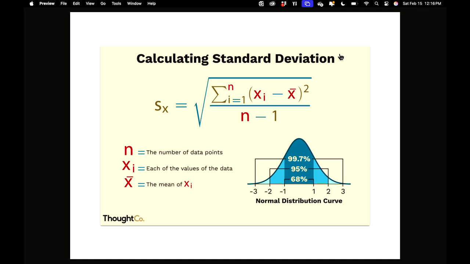And I'll be getting to that -1 later in the course. This is your degrees of freedom. It has to do with sample size and how many variables that you're looking at. And I'll explain degrees of freedom at another time. But this is how you get the standard deviation.